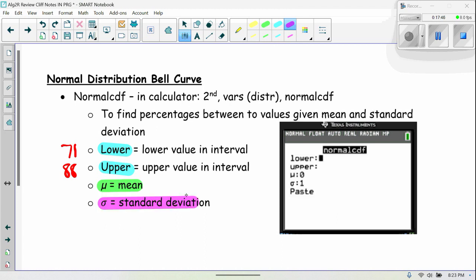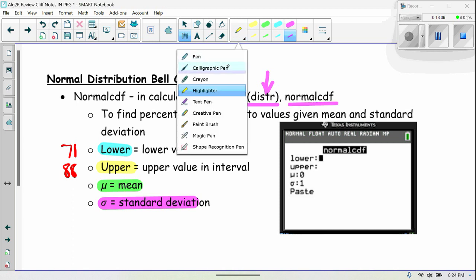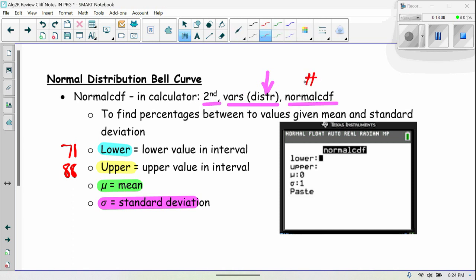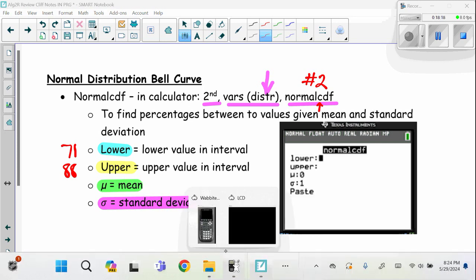In fact, how selfish of me to not use all 4 different highlighter colors. You can do this right in the calculator by pressing second and vars, because above vars in blue is the distribution. Then you pick normal CDF, which is choice 2. Choice 1 is normal PDF. We want the one with the C.